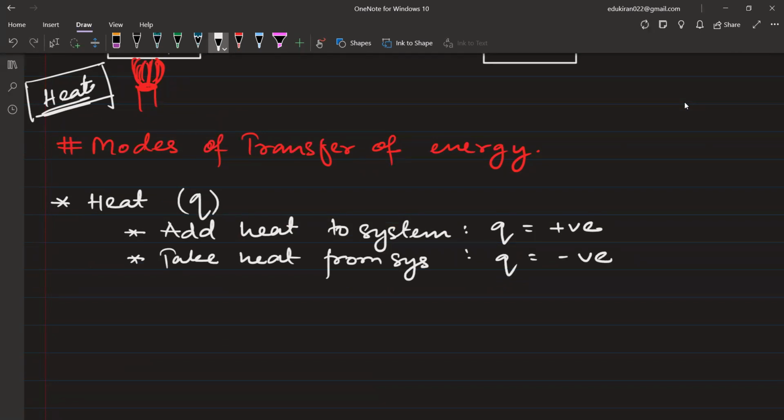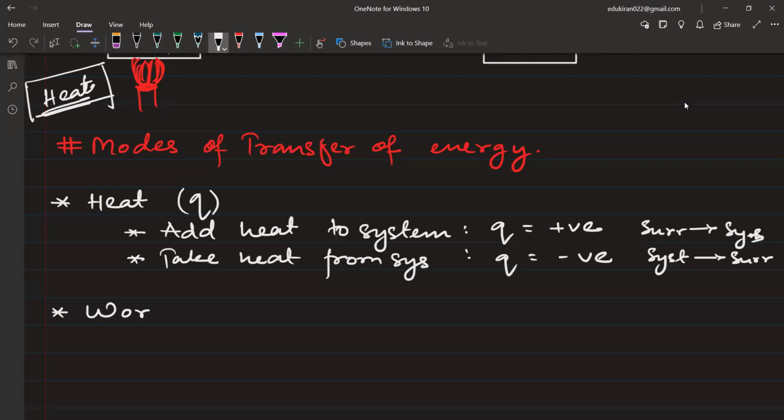ठीक है, सराउंडिंग से हीट सिस्टम की तरफ जा रहा है, और इस केस में सिस्टम से हीट सराउंडिंग की तरफ जा रहा है. ओके, कीप दिस थिंग्स इन योर माइंड.